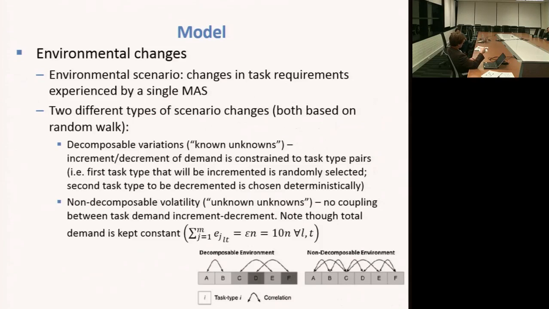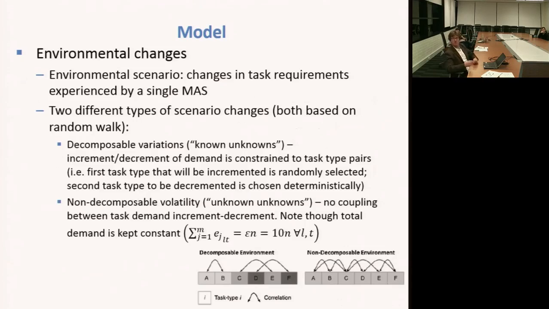When we hit one task and increase it by a value of 1, then the associated partner of that task in the decomposable variation gets decreased. That's a deterministic decrease. In a non-decomposable variation, we don't have that kind of correlation or that kind of determinism. We actually increase a task of type J and then decrease a different one, and that one is not correlated in any way or form with the initial one.